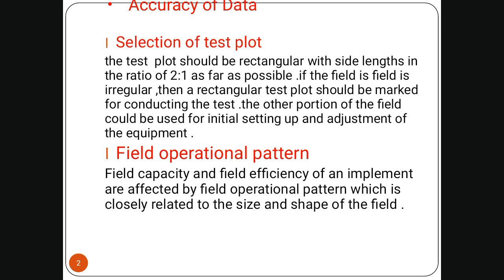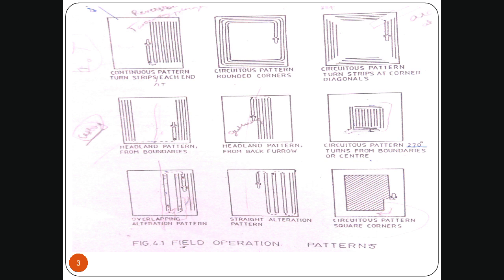Now the next point is field operation pattern. The capacity and field efficiency of an implement are affected by the field operation pattern, which is closely related to the size and shape of the field. You can select any of these field patterns for field operation for the test plot.